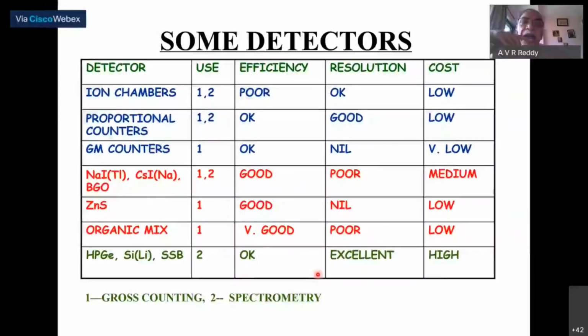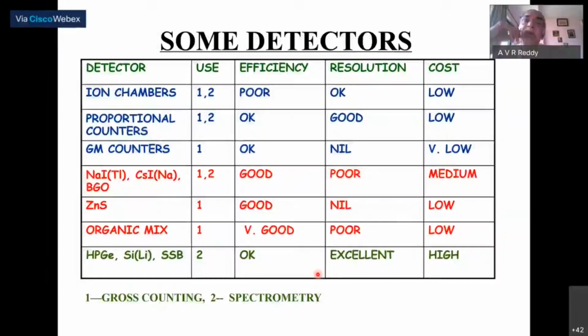Whereas zinc sulfide is one of the oldest scintillation detectors. It is simply a paste that is made, and one can paint it on a screen. A screen can be painted, and that will be used as a detector. This is exactly for gross counting, and efficiency is very good. Again, resolution is nil because there is no differentiation between the radiations, and the price is low.